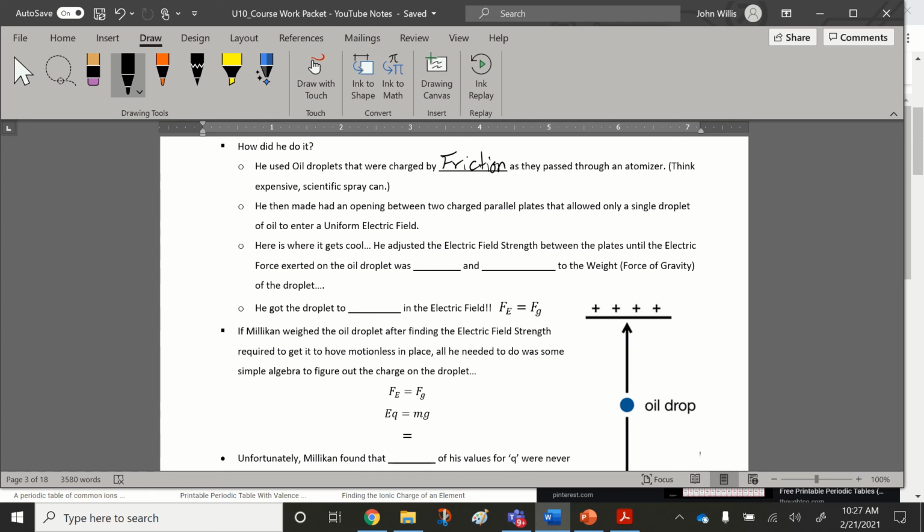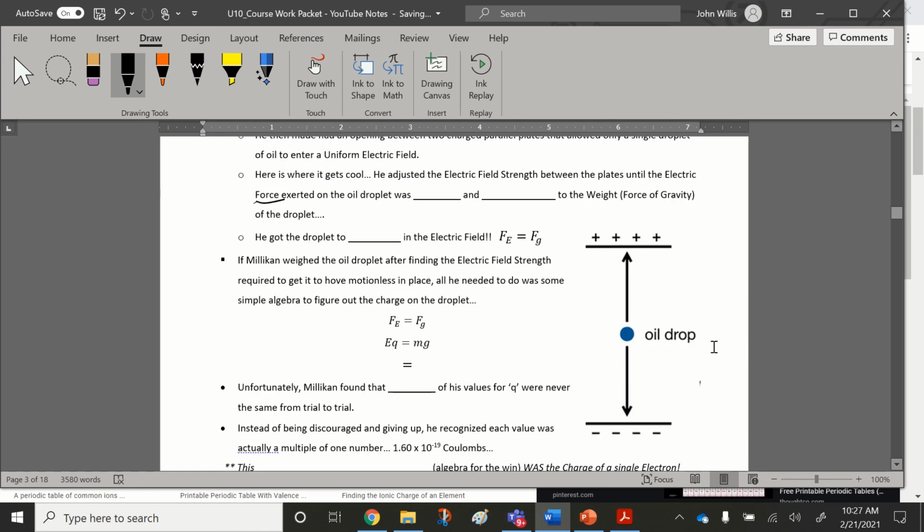He manipulated it until the electrical force being exerted on the object, the force of electrostatic attraction or repulsion, which in this case is pointed up, was equal and opposite to the weight. There's our equal and opposite. It was equal and opposite to the weight of the droplet itself. He literally got this oil droplet to hover in midair in between these two charged parallel plates if he was able to get the electrical field strength at the right value.